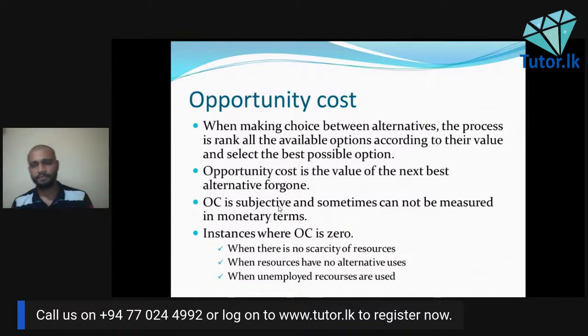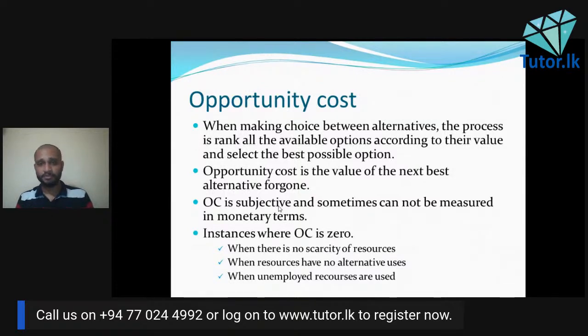So you need to keep in mind, it does not necessarily have to be a monetary value. Sometimes you can assign a monetary value there, but sometimes it might be in unit terms, or it might be in value terms. So it should not necessarily be a monetary value, right?